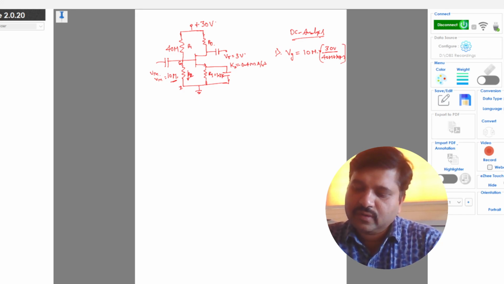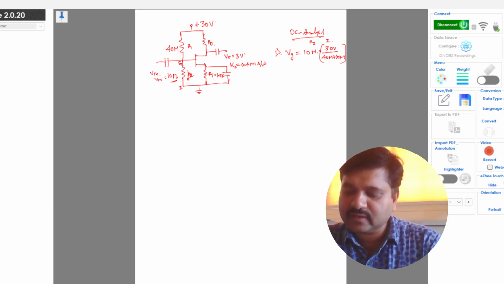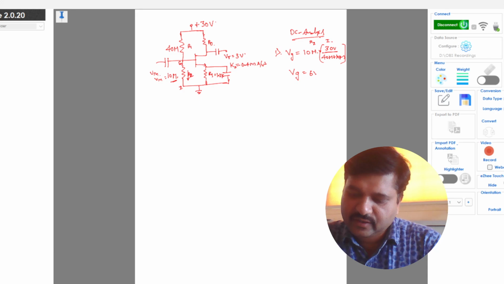So the gate voltage is nothing but the voltage across R2. This is the resistance and this is the current which is flowing through the resistance R2. On solving this, you will get Vg as around 6 volts.